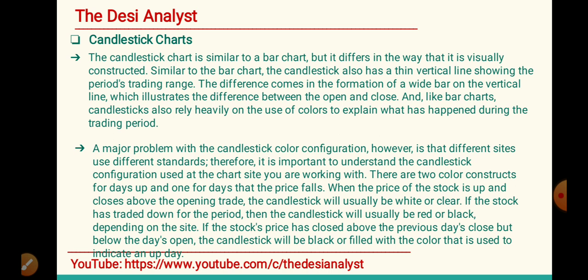There are two color constructs for days up and one for days that the price falls. When the price of the stock is up and closes above the opening trade, the candlestick will usually be white or clear. If the stock has traded down for the period, then the candlestick will usually be red or black, depending on the site. If the stock price has closed above the previous day's close but below the day's open, the candlestick will be black or filled with the color that is used to indicate an up day.